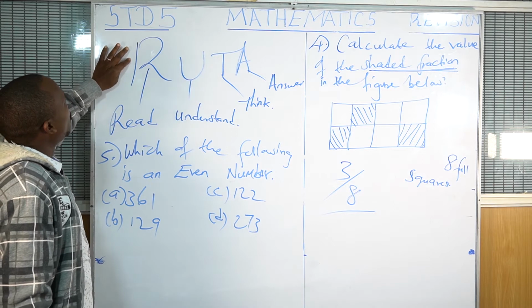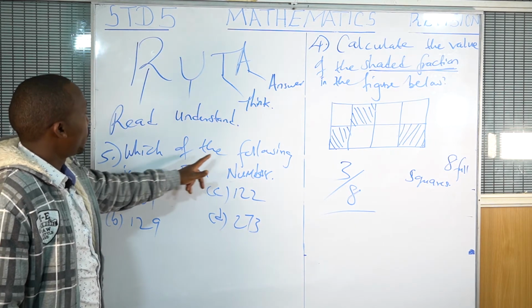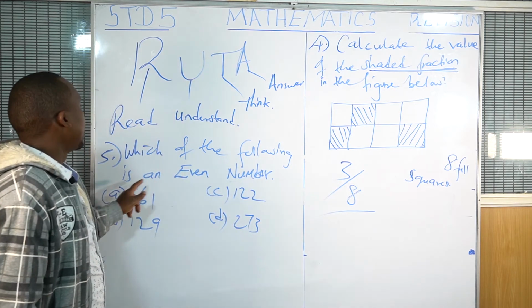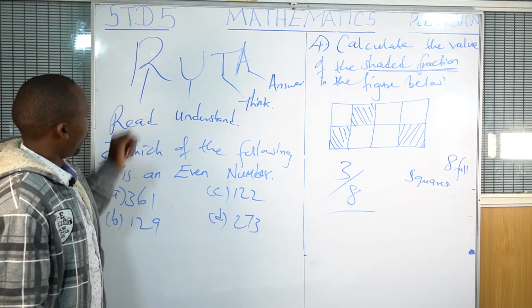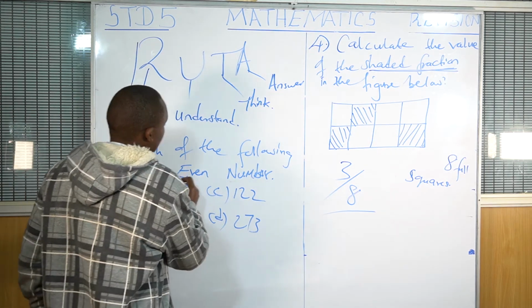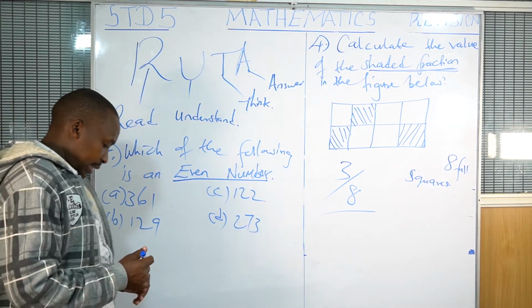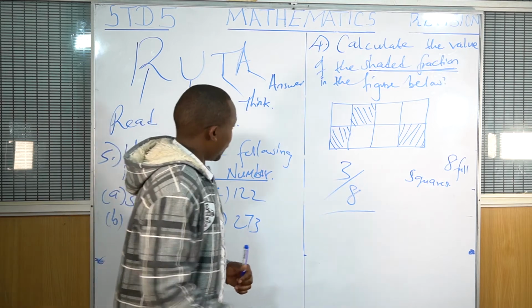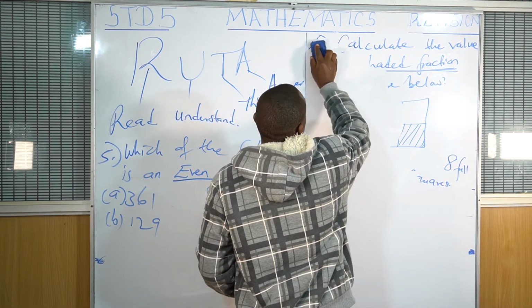Now, let's use R for reading. Let's read which of the following is an even number. U for understanding. The key word. It is even number. T for thinking. Now, class 5s, I would like you to know this.